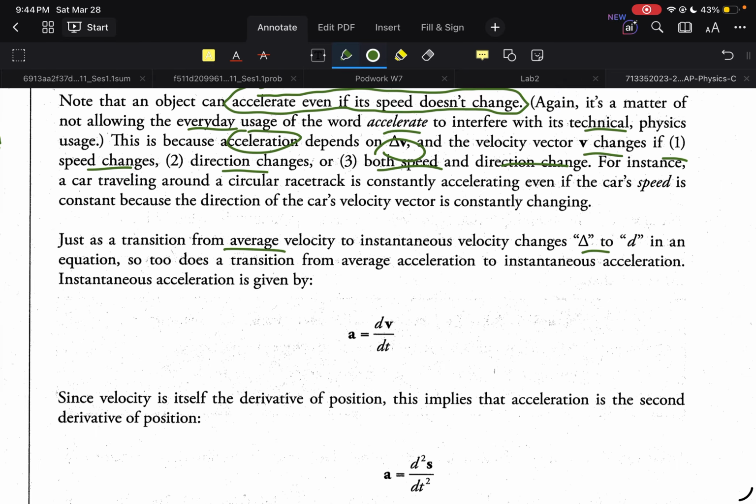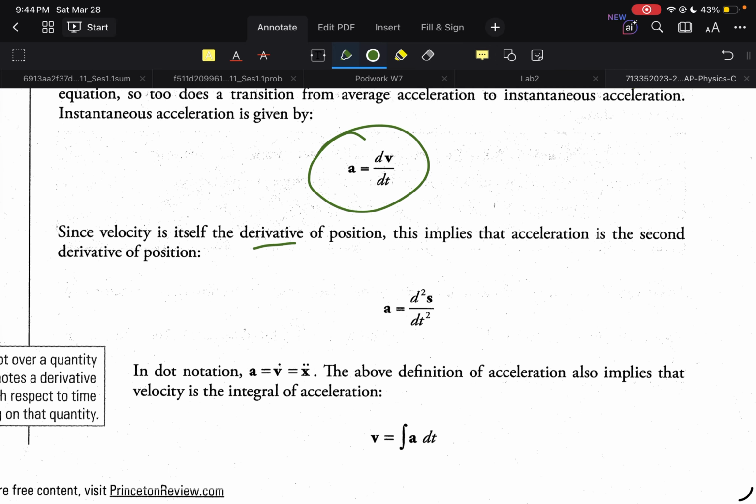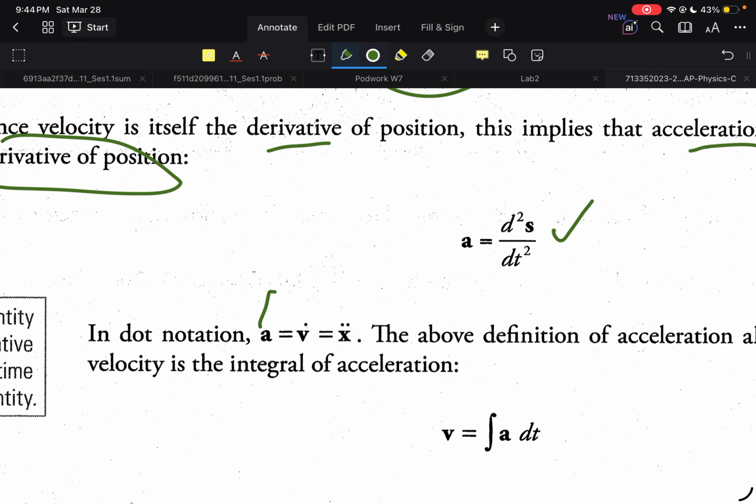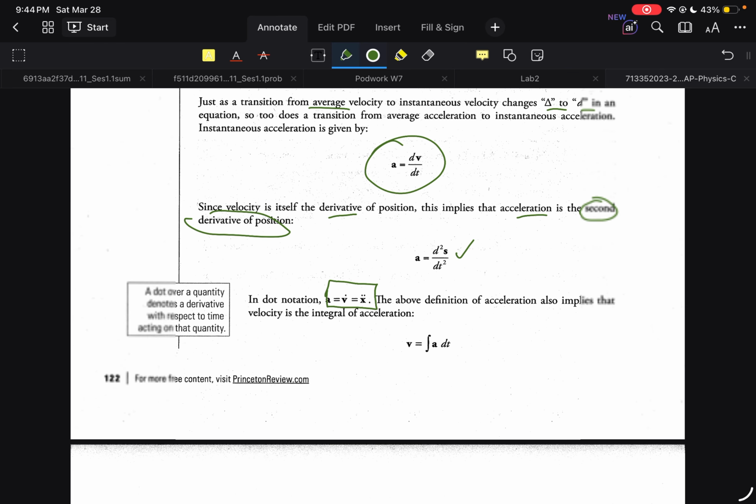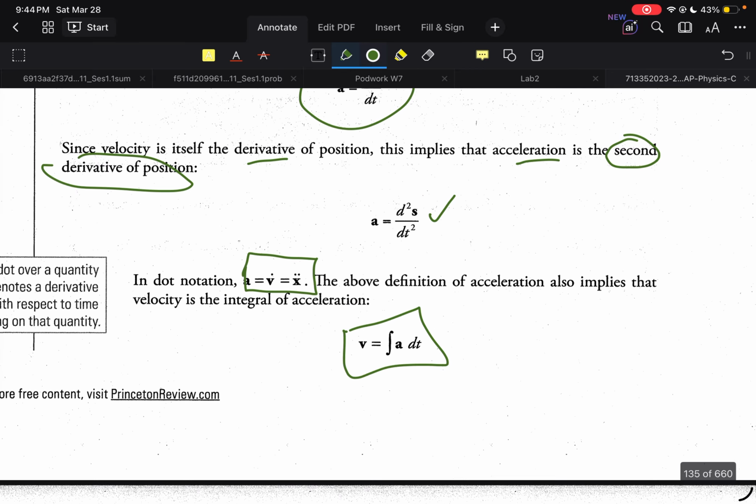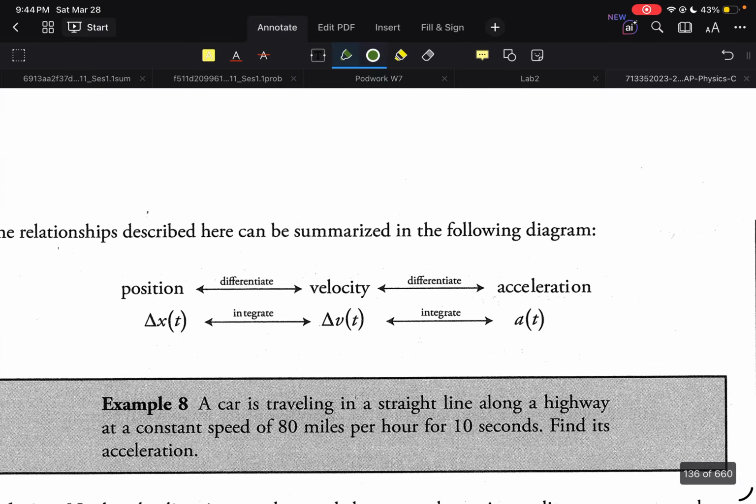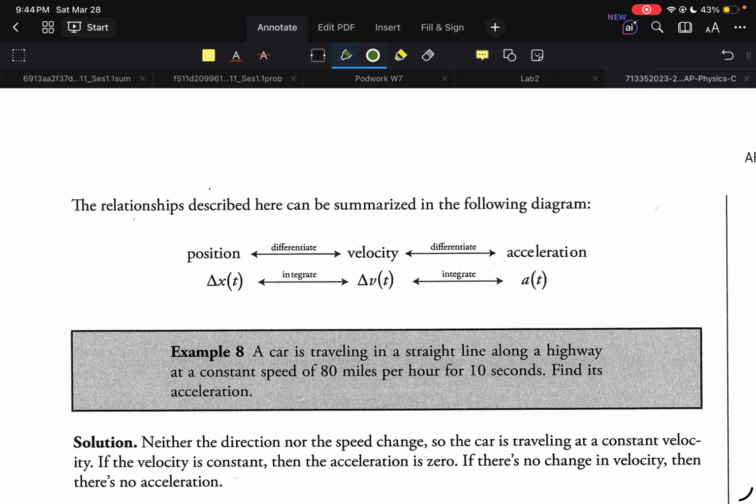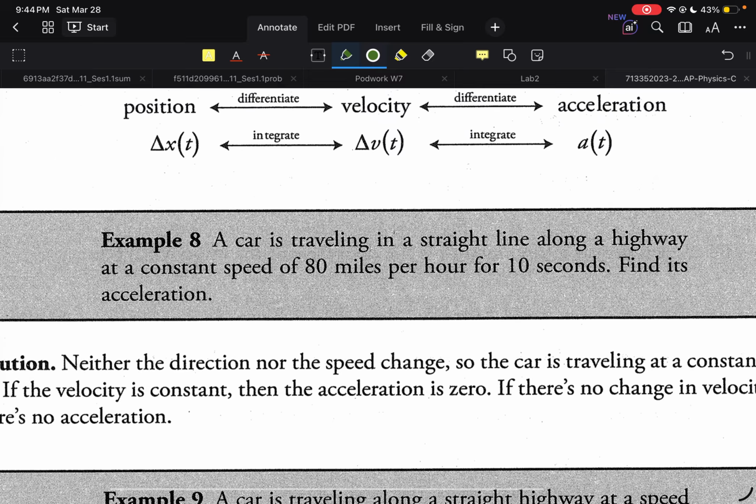Just a transition from average velocity to instantaneous is doing the same thing. Since velocity itself is a derivative of position, it implies that acceleration is the second derivative of position. If that makes sense, that should make sense. In dot notation, we say that a is equal to this, which is equal to this. Okay, and this is simple again. We just differentiate, and it should give us this. And that is just another cheat sheet for you if you want it. I think I'm pretty chill though.